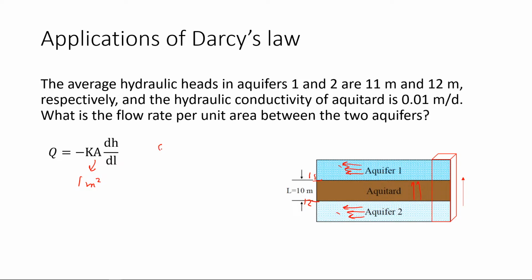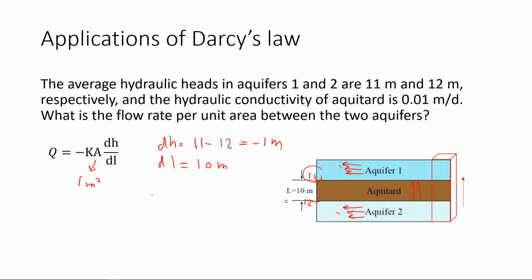So what is delta H here? Remember, delta H is H2 minus H1. So what's my H2? That would be my H1, and that would be my H2. So here that would be 11 minus H1, so that will be negative 1. And delta L, that's the distance of flow. So delta L here would be 10 meters. And this is 1 meter.